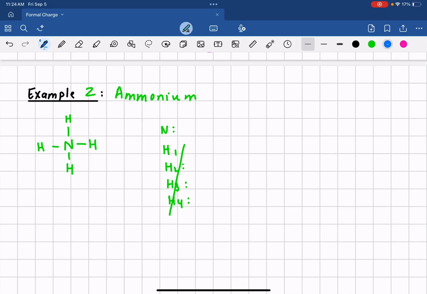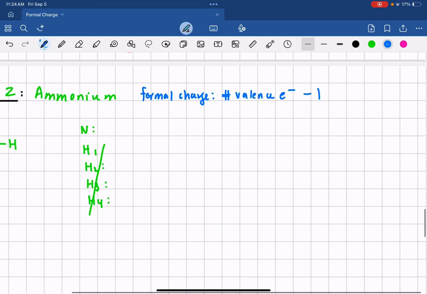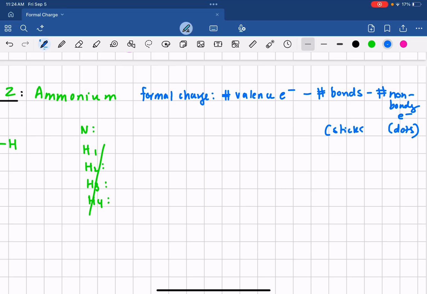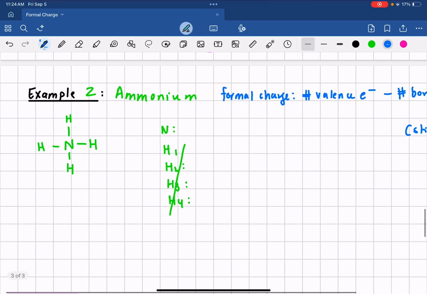Using the formal charge formula, formal charge is the number of valence electrons minus number of bonds minus number of non-bonding electrons, or dots, and this is sticks. Let's go ahead and calculate nitrogen's formal charge.